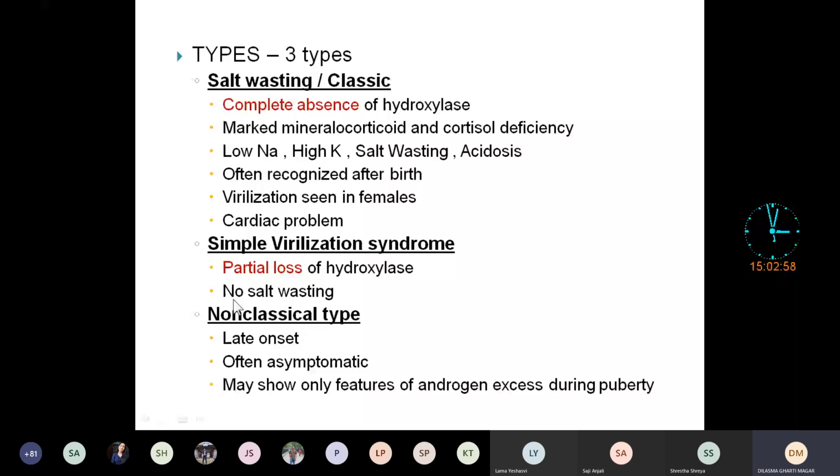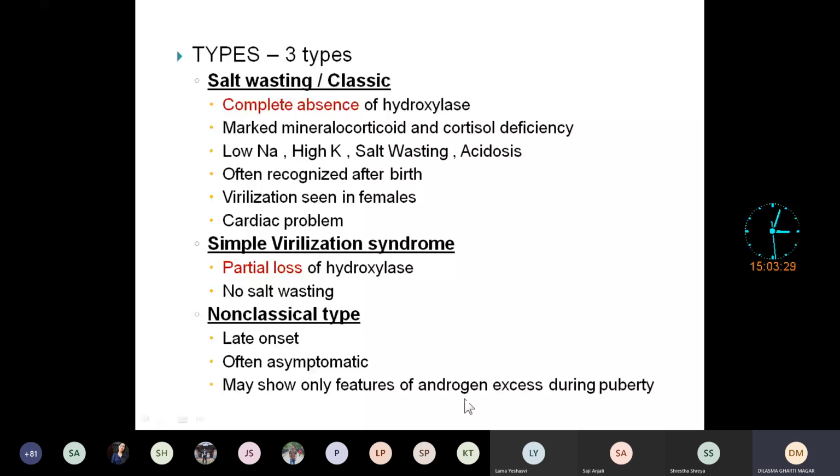And the third one is the non-classical type, that is the late onset type. It is not classical, that's why it has a late onset, and the patient will often be asymptomatic. Means for a certain duration of time, the patient will not show any signs and symptoms, but it may show the features of androgen excess during puberty. So during puberty only, it will show an excess level of androgen hormone.